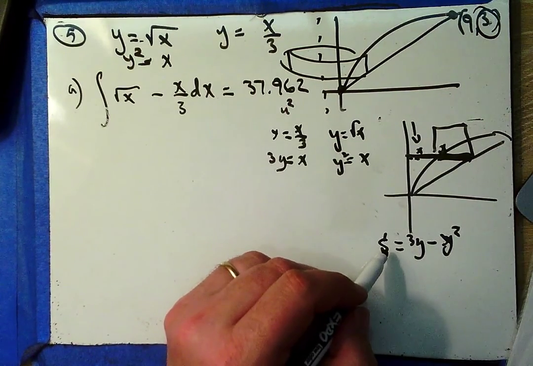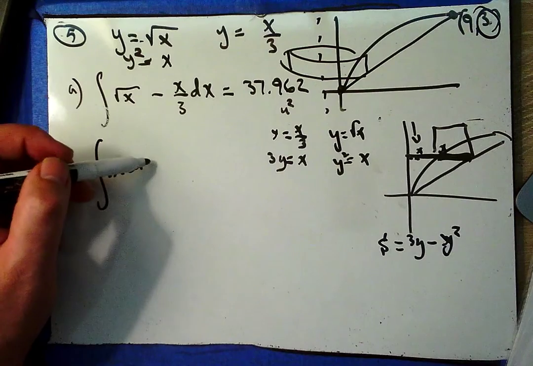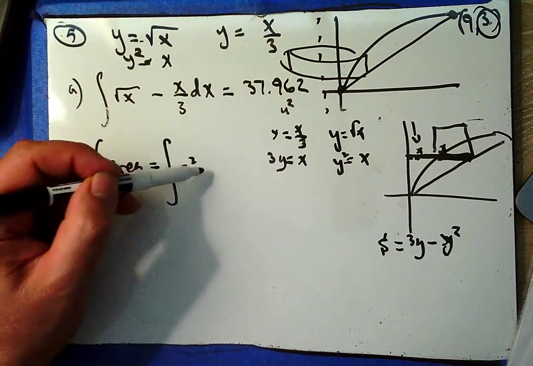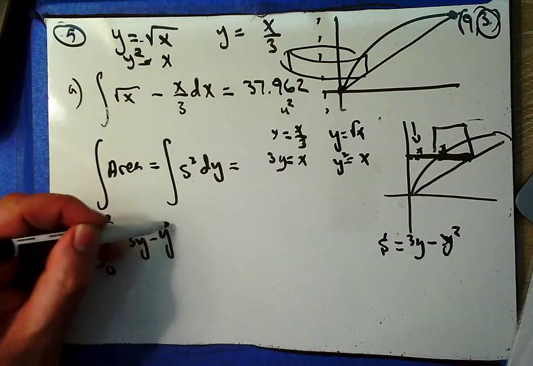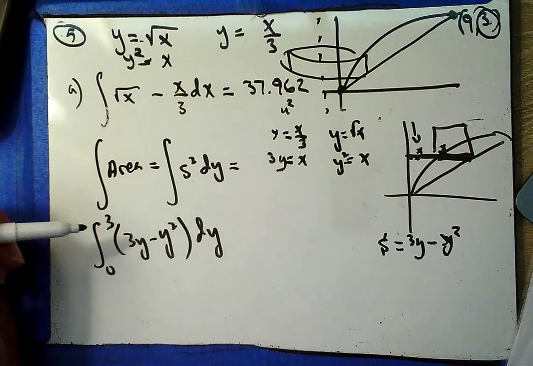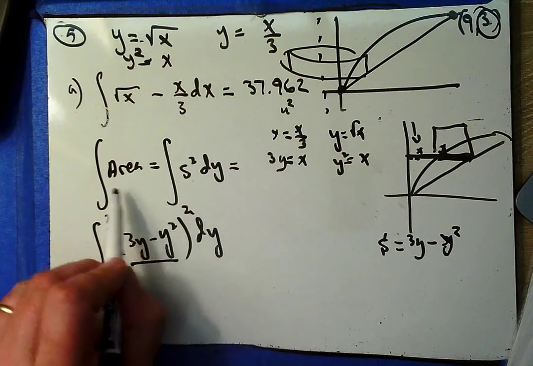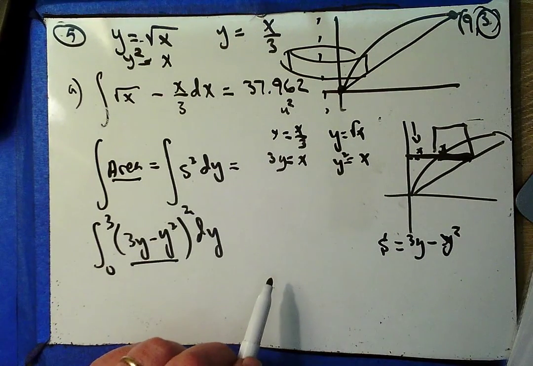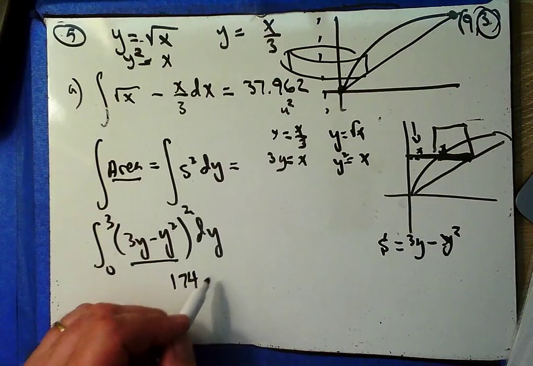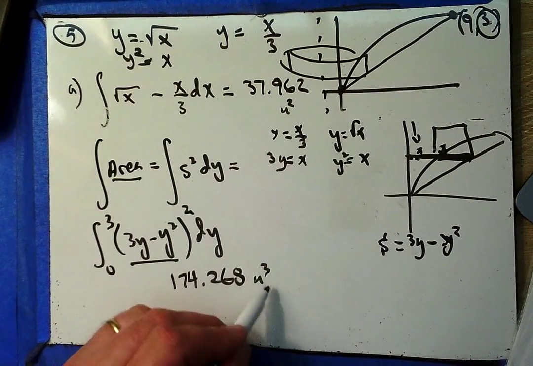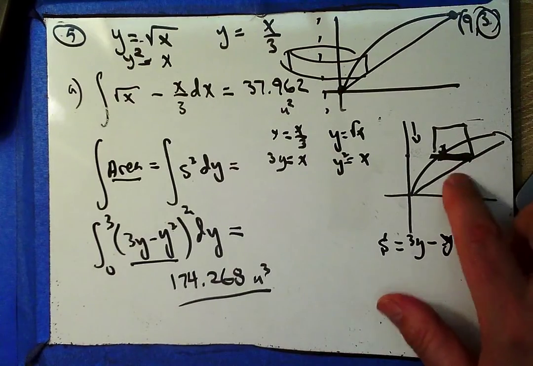So this is the side length of my square, and I'm looking to integrate area of the square, which means we're integrating side length squared dy. So we're going to go from 0 to 3 of 3y minus y squared, squared, dy. And don't forget that. This is the side length, but I need side length squared because I'm integrating area. And does it say find that area? Find that volume? It sure does, and I got 174.268 as the volume for this region here.